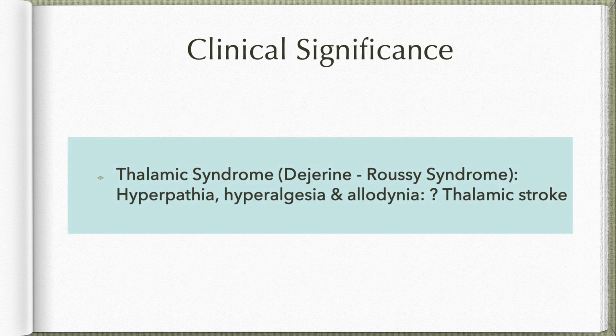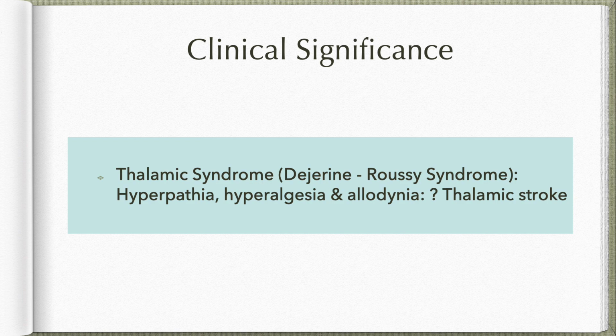Apart from the various clinical significance which we have described when we were dealing with individual nucleus, there is one more condition known as thalamic syndrome, otherwise known as Dejerine-Roussy syndrome. Now it has clinical symptoms of hyperpathia, hyperalgesia, and allodynia. Hyperpathia is heightened sensations for any sensory input. Hyperalgesia is exaggerated perception of pain.